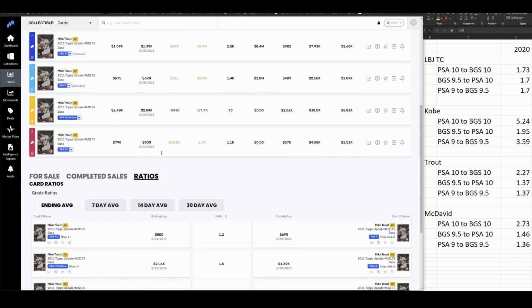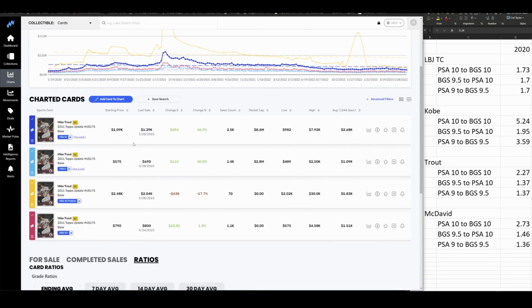Next one, Mike Trout, 2011 Topps Update. Back in 2020, a BGS 10 sold for 2.4, basically 2.5K. A PSA 10 went for 1K. Right off the get-go, you can already see the problem here. This card today currently sells for more in a PSA 10, and in a BGS 10, it currently sells for less. That's not a good start.